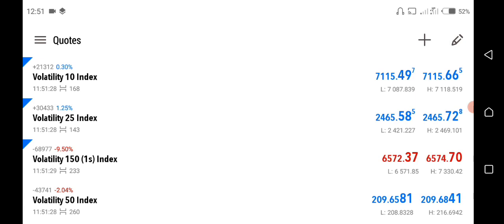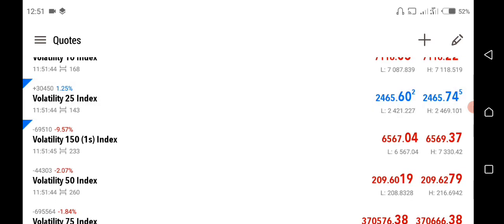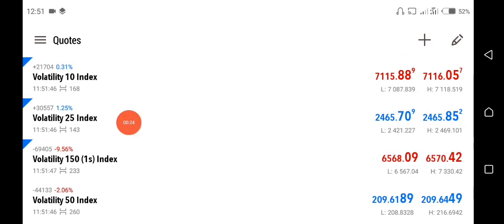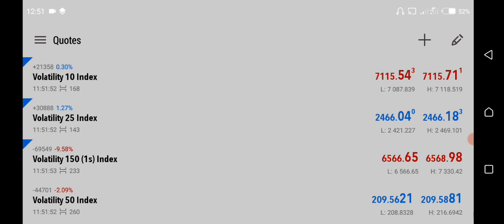This is Forex Shinobi, and on today's video I'm going to be talking about the best way to take trades using the order block approach. That's the supply and demand. Now today's video you can see that I have three trades on my screen. That's the volatility 10, 25 and 150x. So starting with the volatility 10.